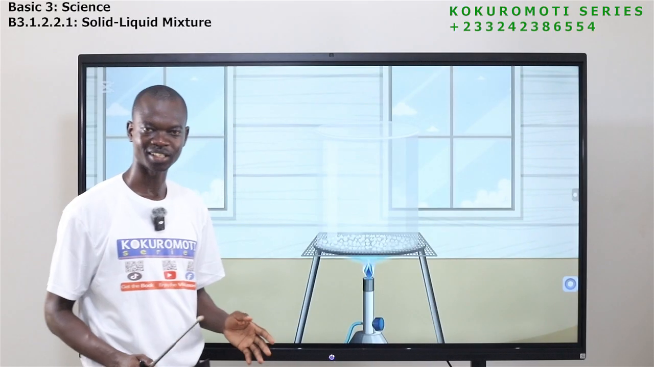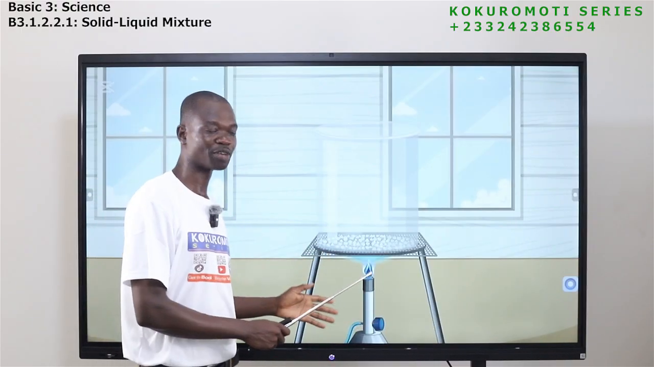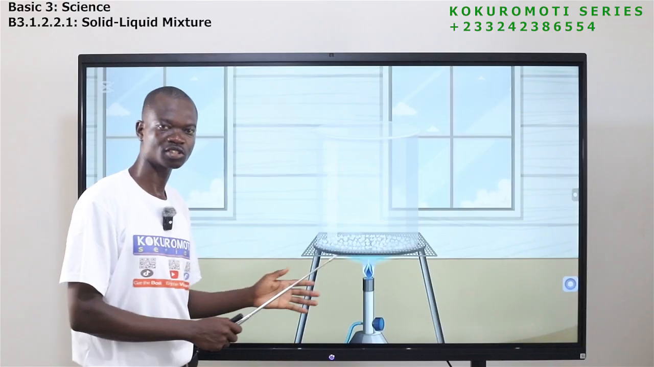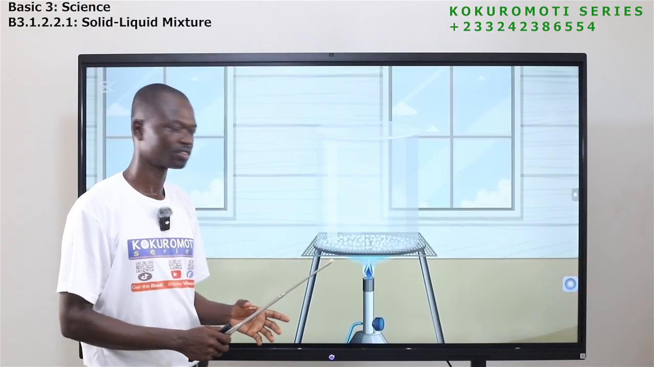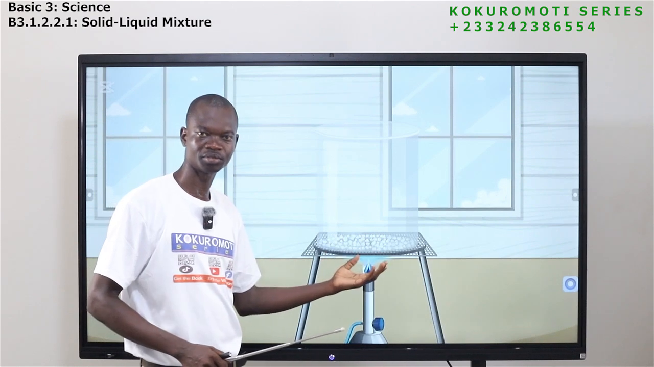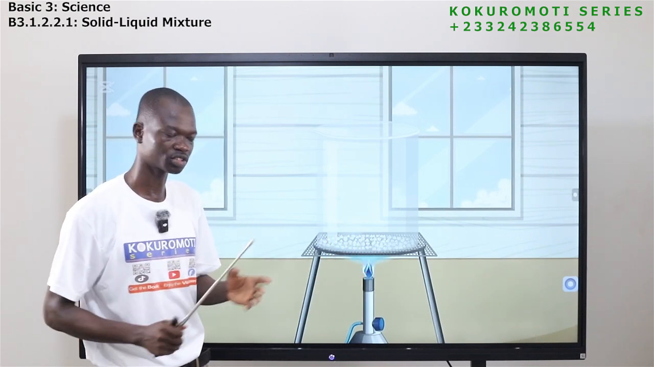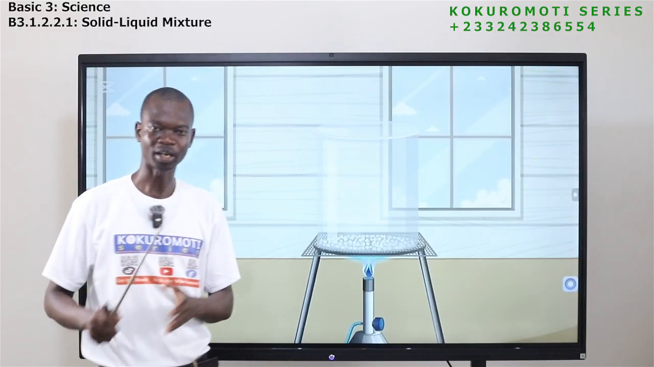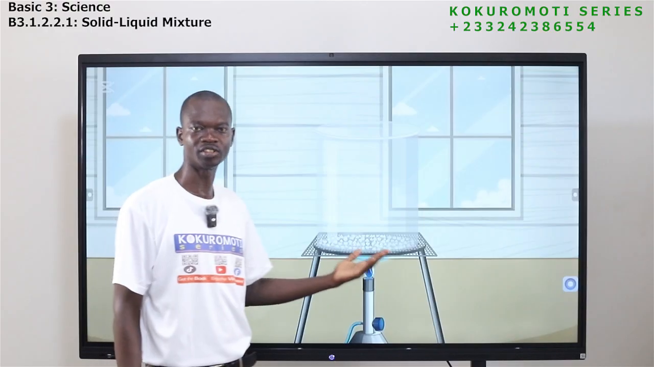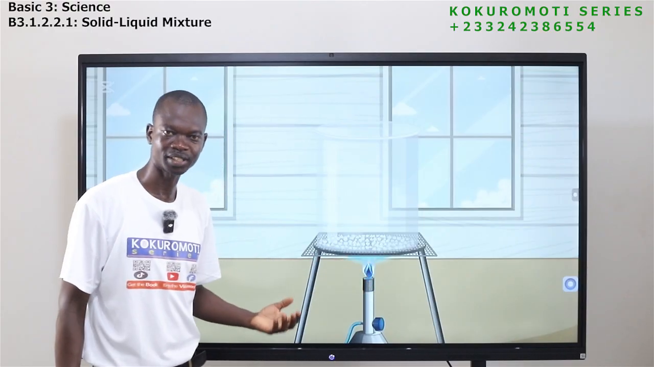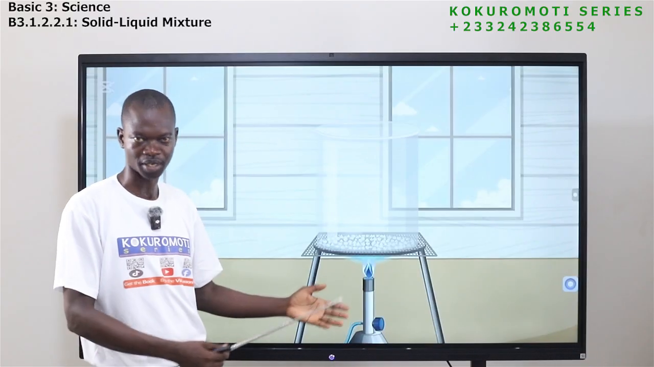So this is the method used to separate what type of mixture? Solid liquid mixture, where the solid is soluble, meaning it can be dissolved by water. So if you have a solid substance dissolved by water, and later you want to get your solid back, you perform evaporation. The evaporation method is when the water components turn into water vapor.